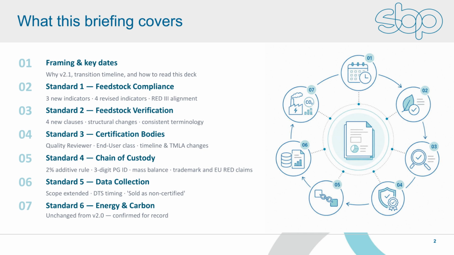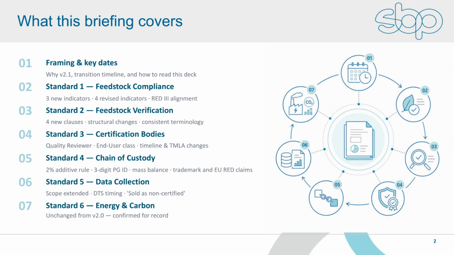Here's how this briefing is structured. We'll start with framing, the context for 2.1, the key dates, and how to read the materials in this deck. Then we'll work through each standard in turn. Standard 1, Feedstock compliance, 3 new indicators, 4 revised and changes driven by EU RED 3 alignment. Standard 2, Feedstock verification, 4 new clauses and structural updates. Standard 3, certification bodies, the new quality reviewer role, an explicit end-user classification, extended timelines, and a new TMLA link.